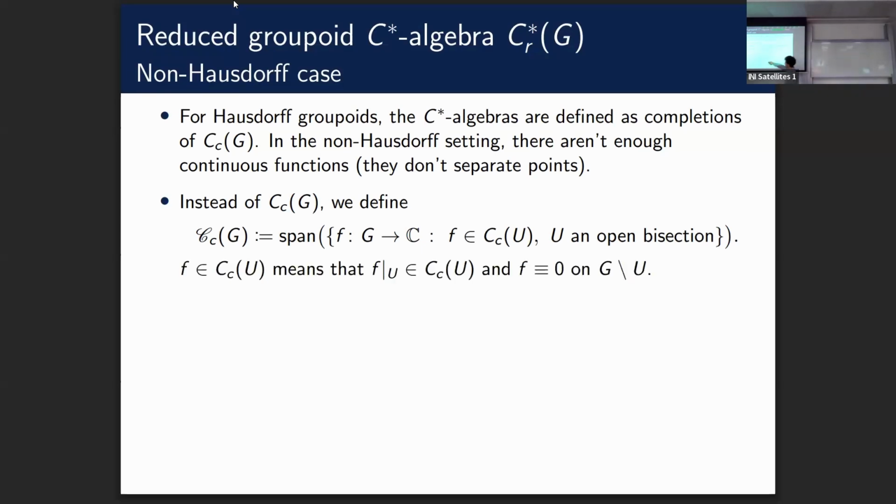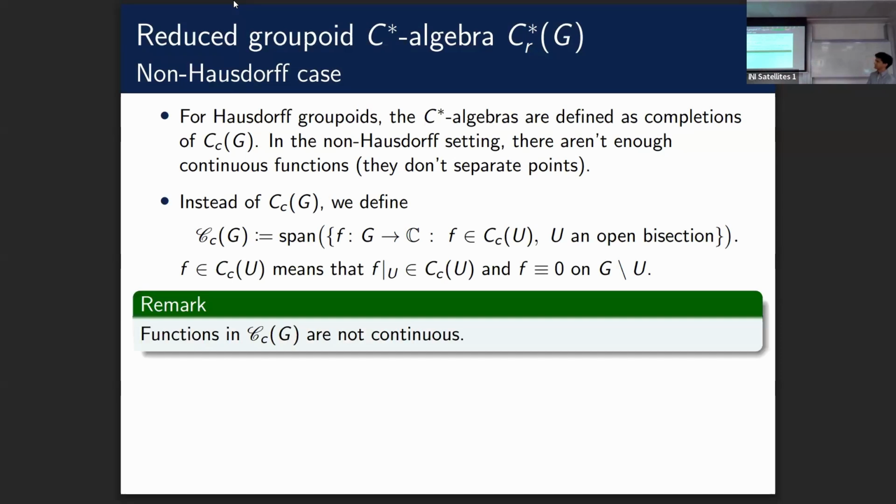What I really mean here is that when I write that f is in C_c of U, again, I can use the pointer. The restriction of f to U is in C_c of U, and f is 0 everywhere else. So I build this Kelly C algebra by taking the span of all such functions. Now, importantly, these functions aren't continuous. And this is one of the main difficulties which arises when looking at non-Hausdorff groupoids.